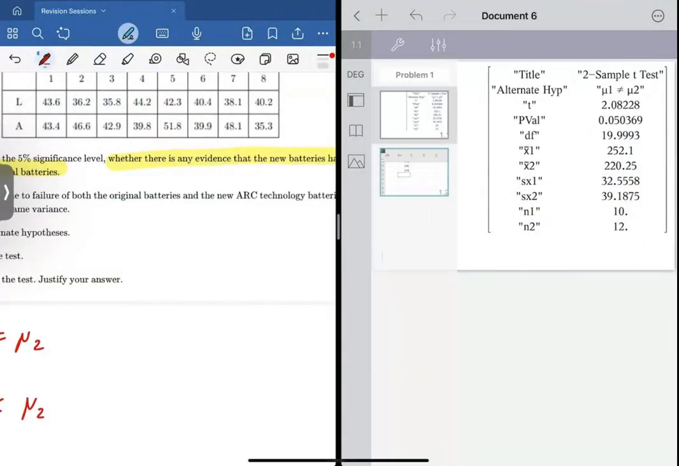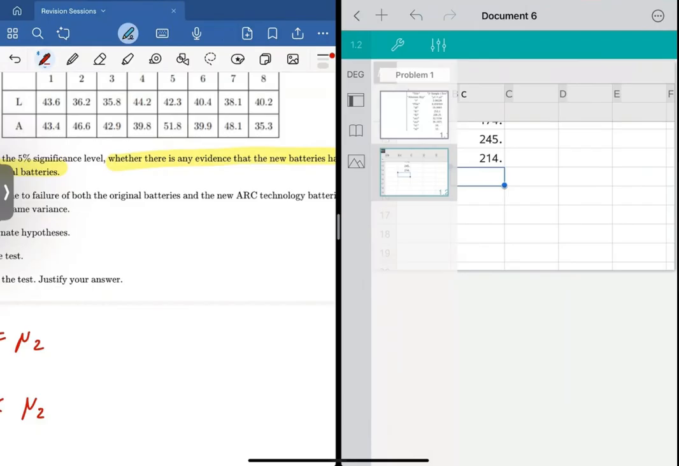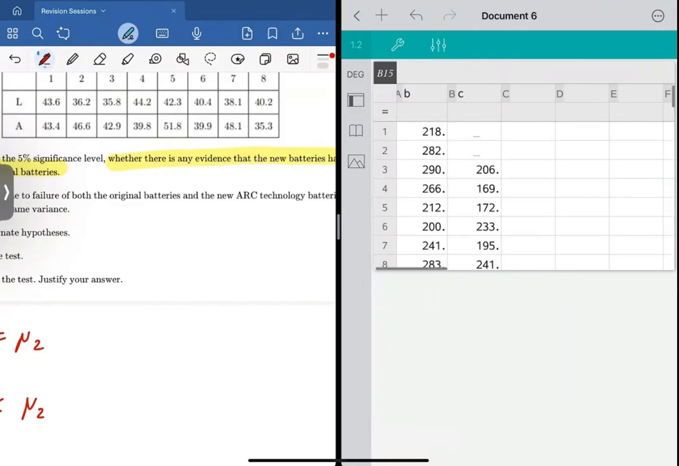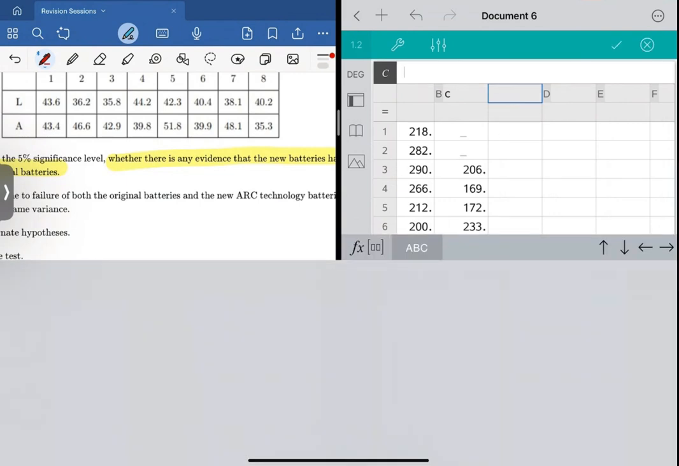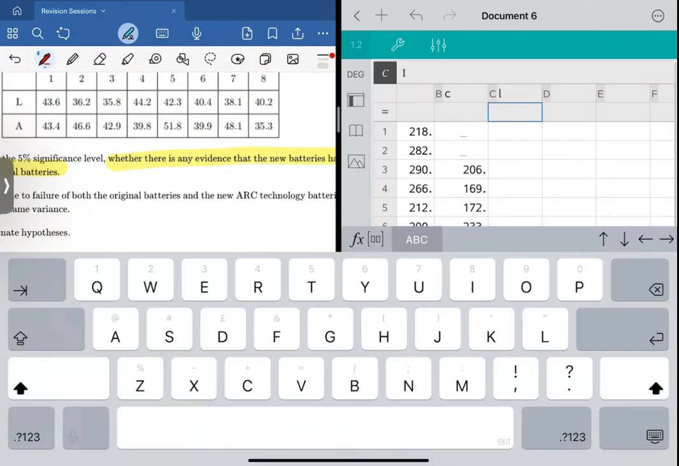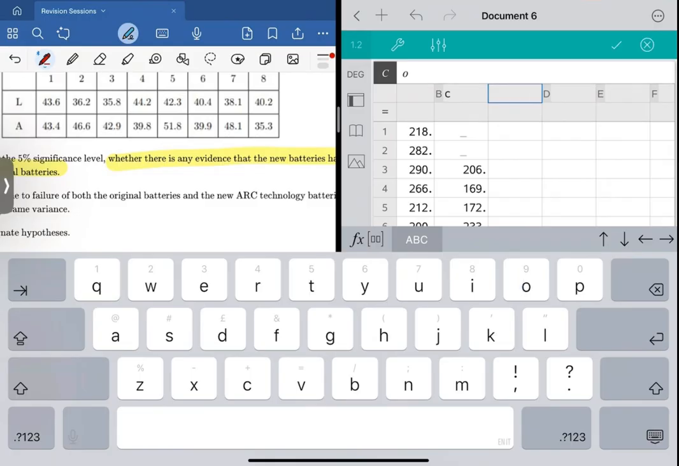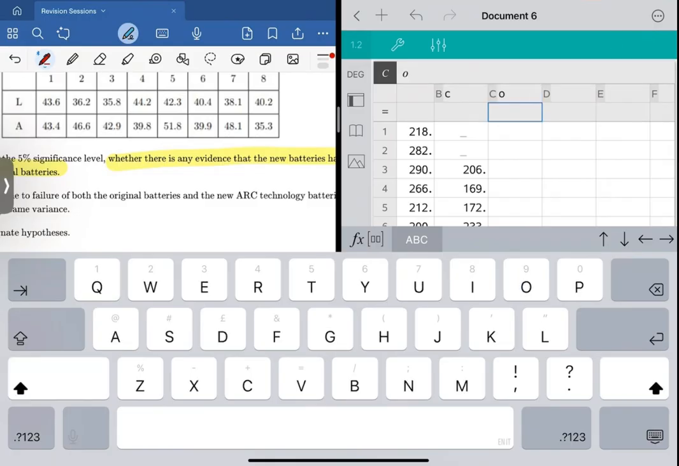And I'm going to go back to my spreadsheet. If you want to start a new document here, that's fine. Or we can just use the next columns and make sure that we label them in an appropriate way. So I'm going to use L and A like they do. So L, and I can't use A. So let's go lithium ion batteries. Let's go old and new. So old and new batteries.